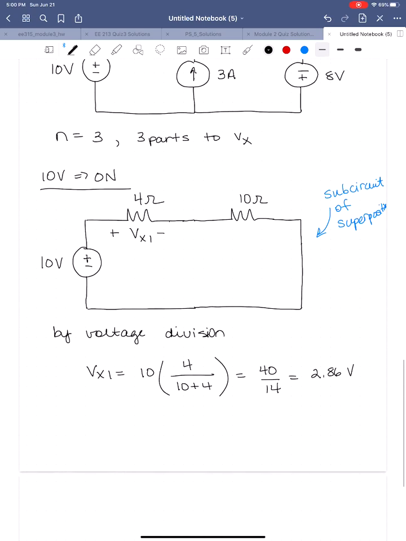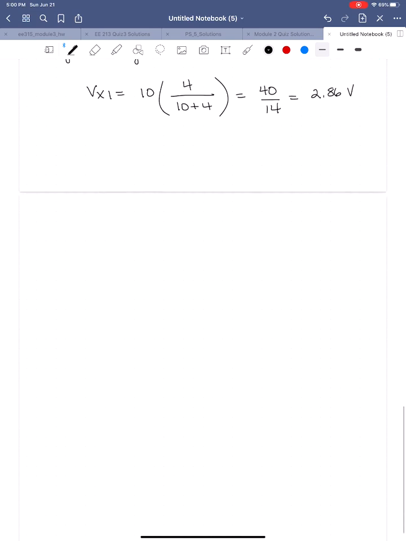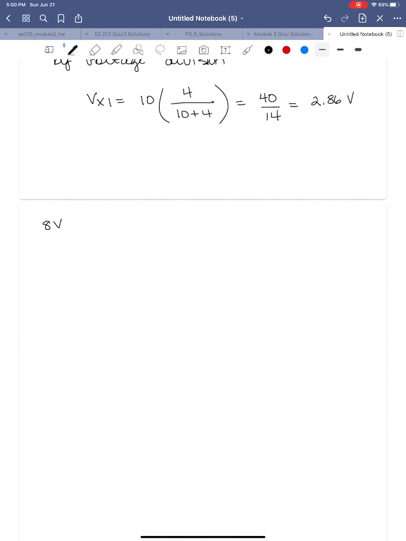Now let's have the 8 volt source on. Remember, once a source has been on once, it is never on again. So the 10 volt source won't ever be on again. We're going to start by turning off the 10 volt source. We turn off voltage sources by replacing them with short circuits.